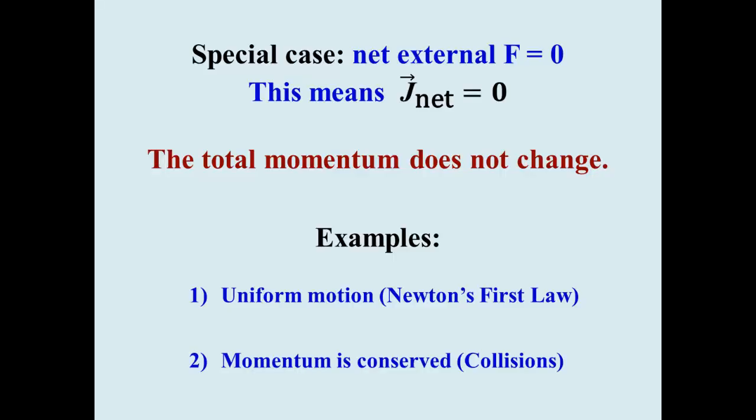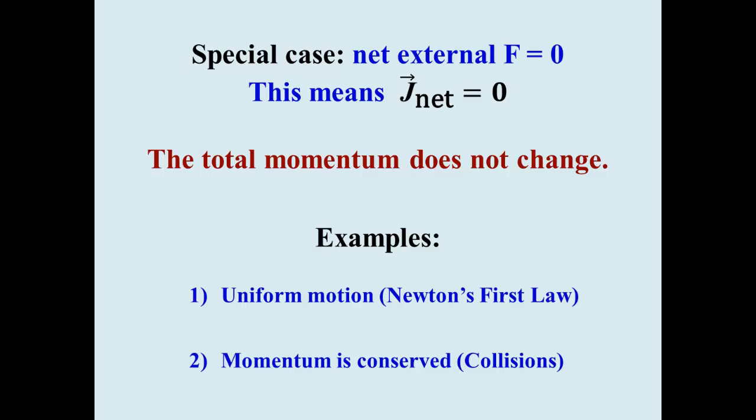Okay, so to summarize, we have this equation involving the change in momentum equals the impulse. There's a special case. If the net external force is 0, that means the impulse is 0. The total impulse is 0. If the total impulse is 0, that means the total momentum does not change. And there's a couple of places where this shows up. One is good old Newton's first law. If the net force on a system is 0, the motion is uniform. The momentum, that is m times v, is constant. The speed and the direction of the motion does not change.